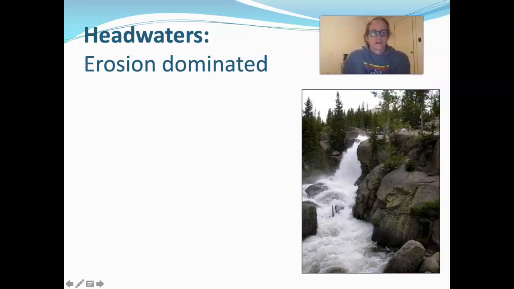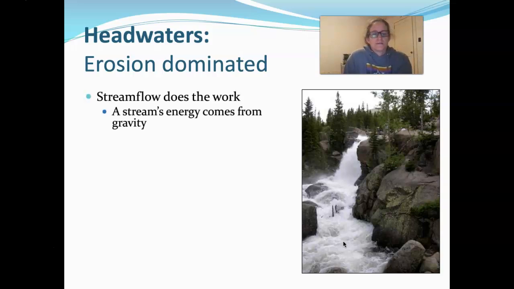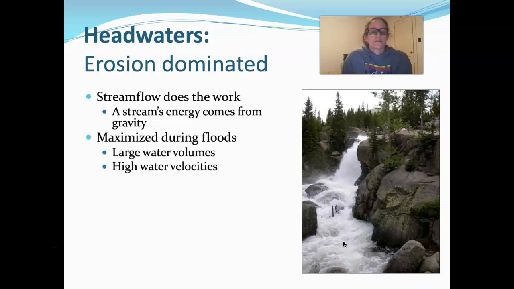This is an image of Linville Falls, very close to campus here at ASU. Lots of water coming over Linville Falls sometimes when we have heavy rains. Erosion is going to dominate this system. The stream flow is doing the work. The stream's energy comes from gravity, right? So it's waterfalls after waterfalls cascading water down the stream. Just like the image, that's a flood stage for the Linville River. There's going to be a large volume of water, high velocity, and erosion is going to be dominating that system.